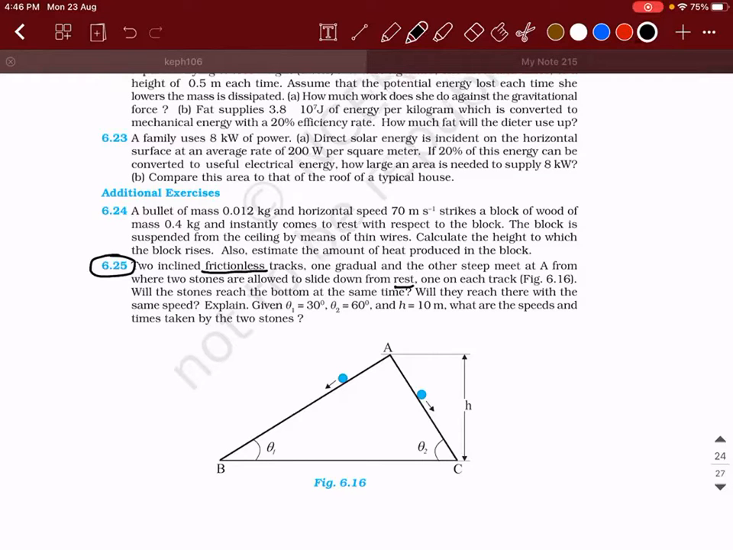No, sir, they won't. Why? Sir, actually, on one of the balls, the acceleration will be larger. Okay. It is because of mg sin theta. So this is mg sin theta 1 and here it is mg sin theta 2. Perfect. That's right. Then, that's it.